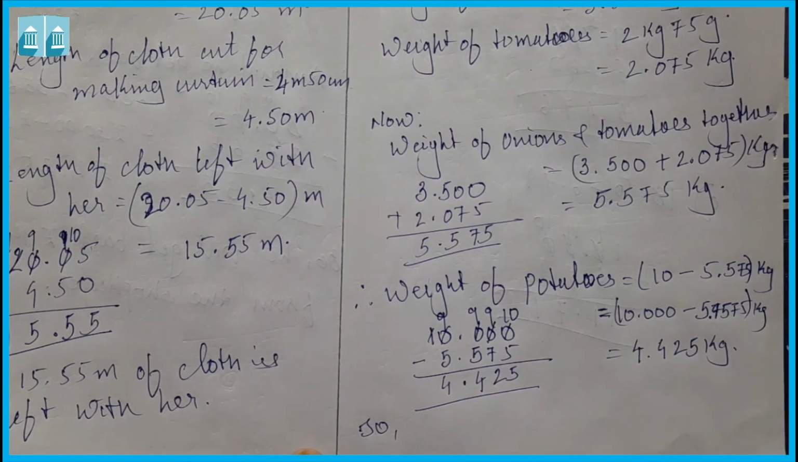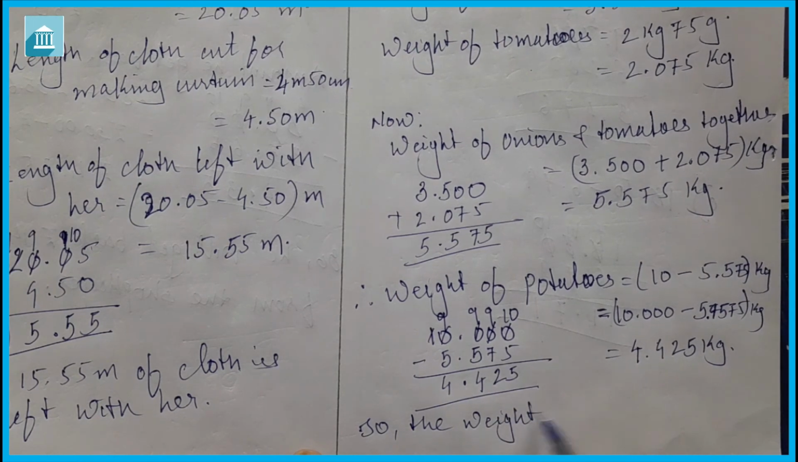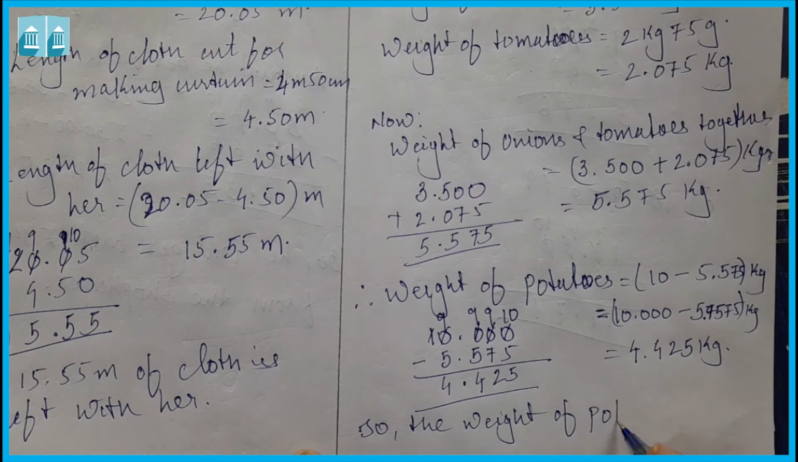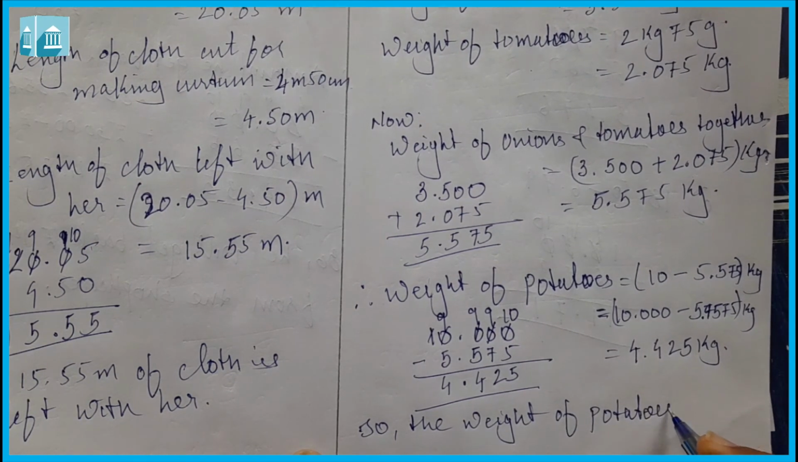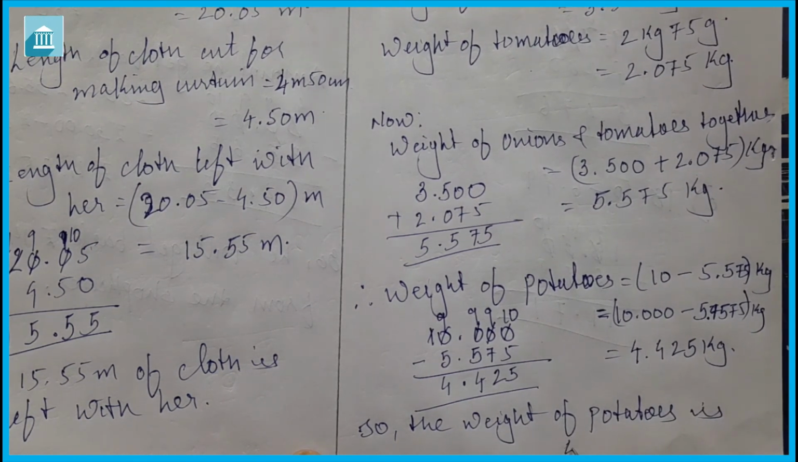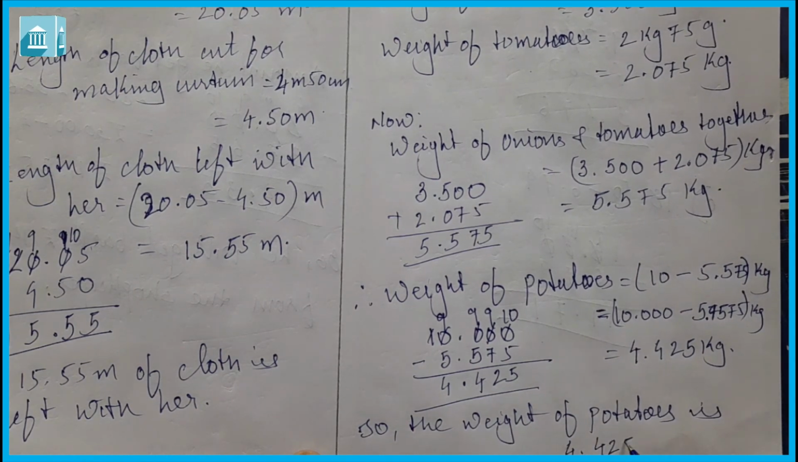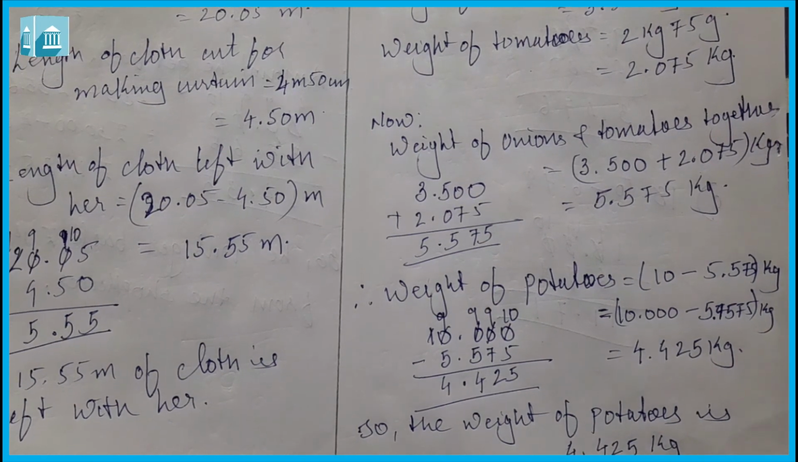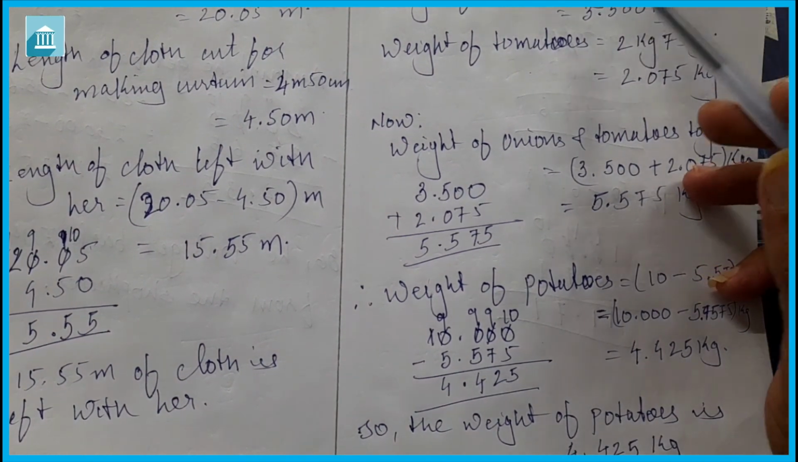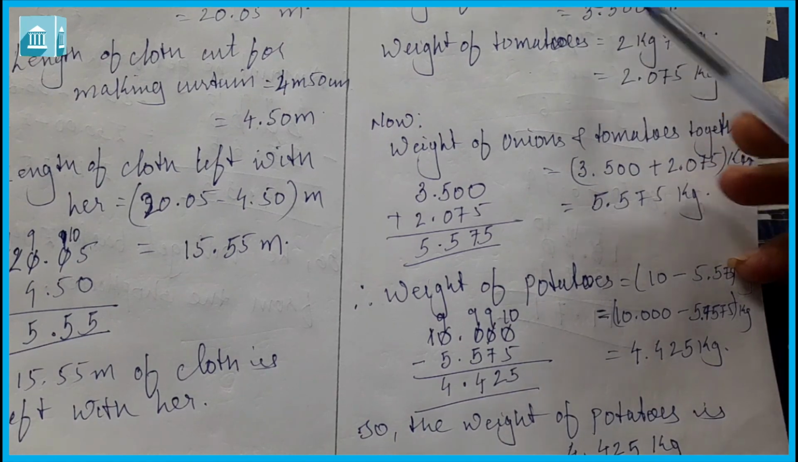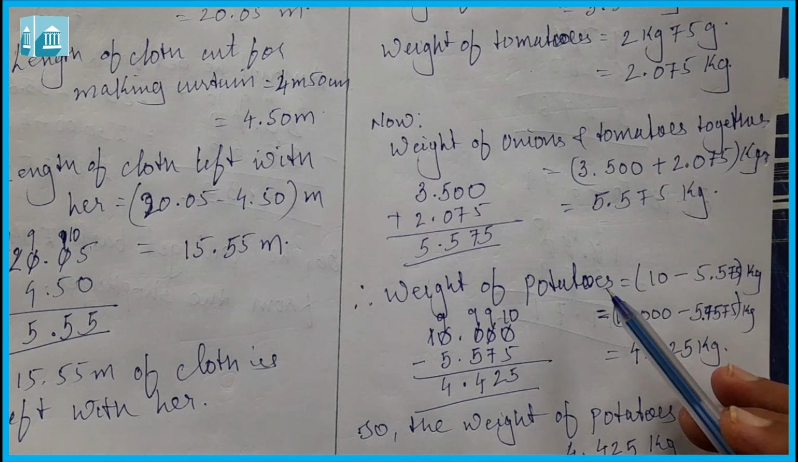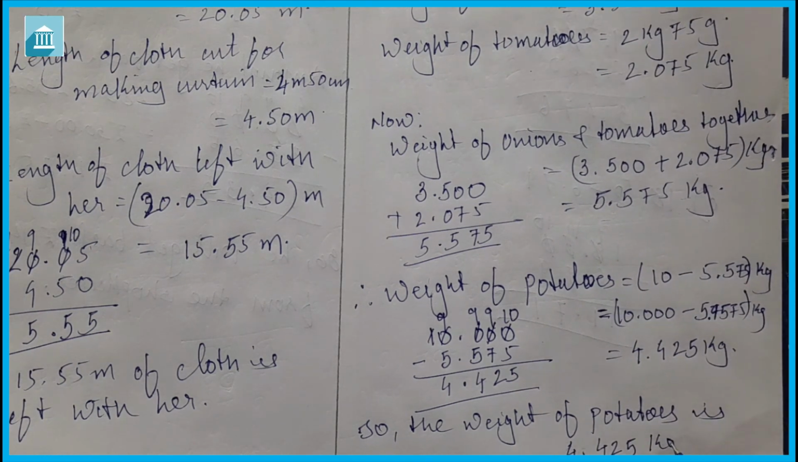So you had to find the weight of potato. So the weight of potatoes is 4.425 kg. So here first we have to find out the total weight, then the weight of onion and tomato. If we get the combined weight of these two, then we subtract it from the total weight, then we will get the weight of potatoes.